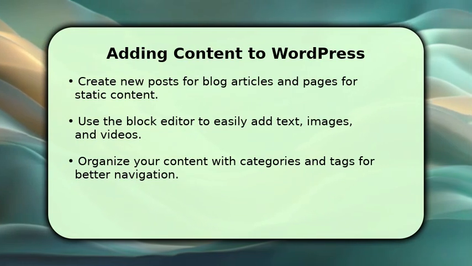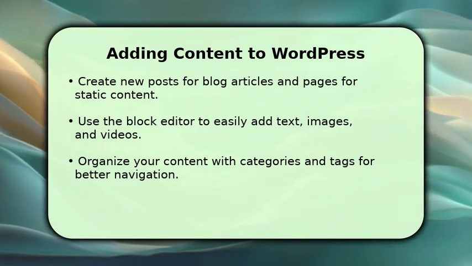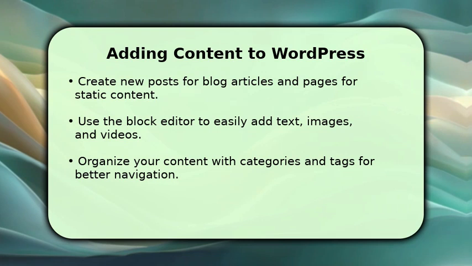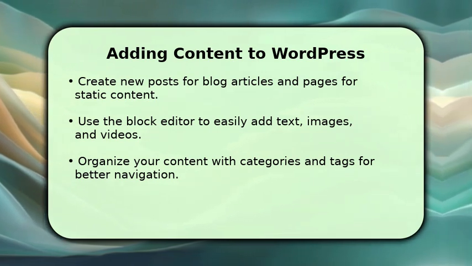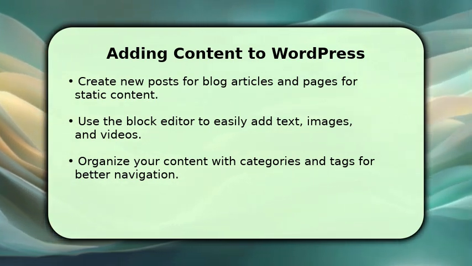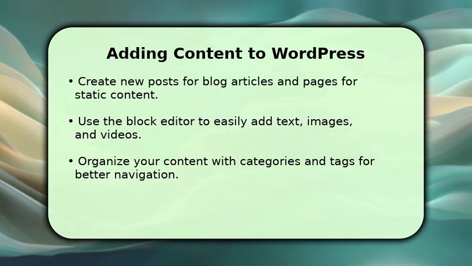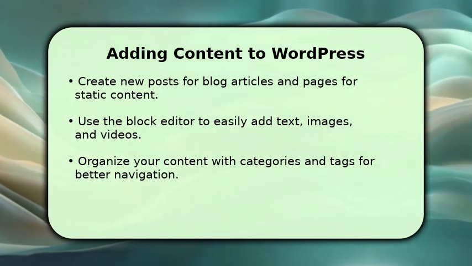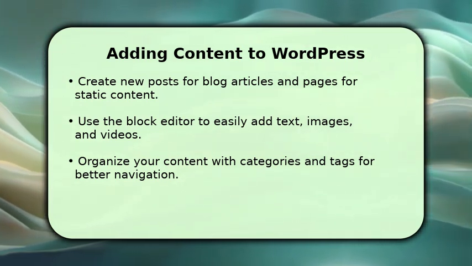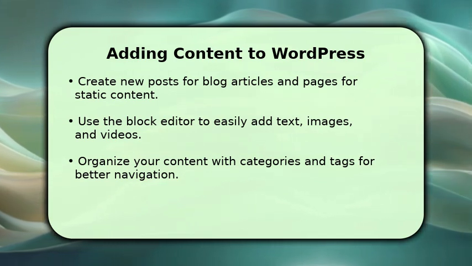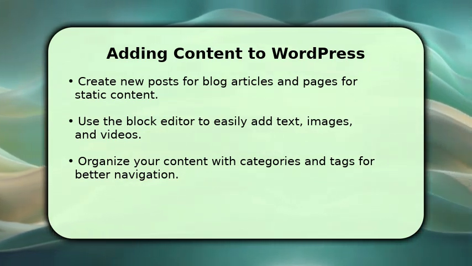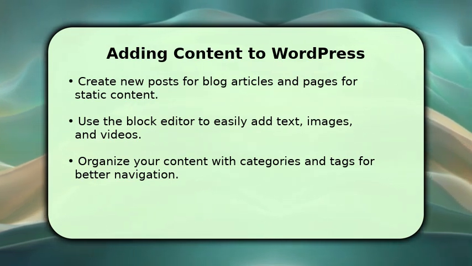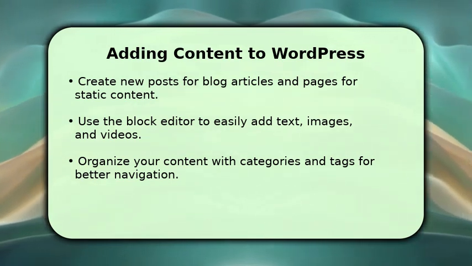Now it is time to add content. You can create two main types of content: posts for blog entries and pages for static information like an About Us section. The intuitive block editor allows you to easily add text, images, videos, and other media. Organize your blog posts using categories and tags, which helps visitors navigate your content efficiently and improves overall user experience.